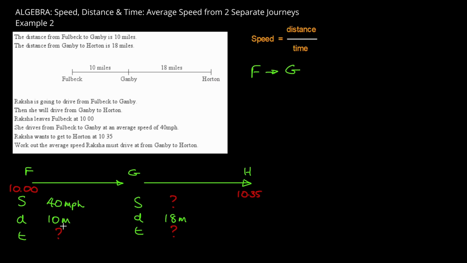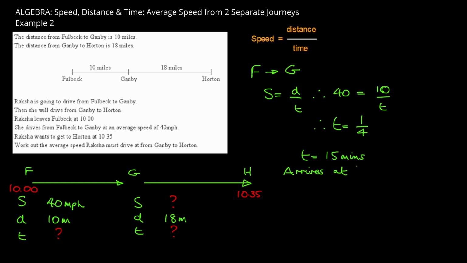We do know both the speed and the distance, so we can work out the time. Again, speed is equal to distance over time. So we get 40 miles per hour is equal to the distance, which is 10, divided by the time. Rearranging, multiplying through by t and dividing through by 40, we get that t is equal to a quarter. Converting that back to minutes, a quarter of an hour, t is equal to 15 minutes. So if she left at 10 o'clock, she arrives at 10:15.